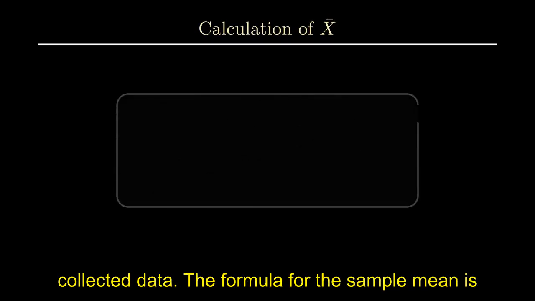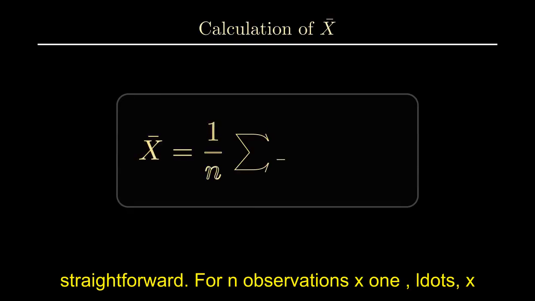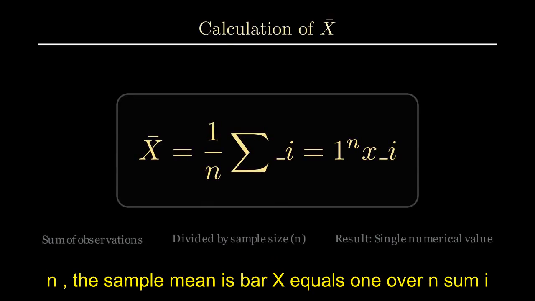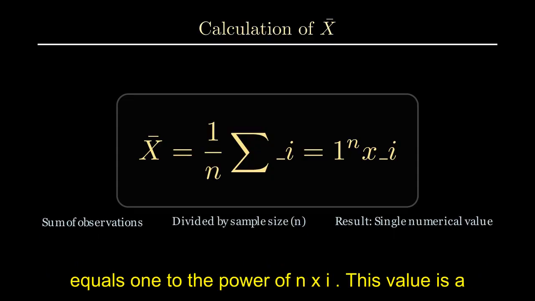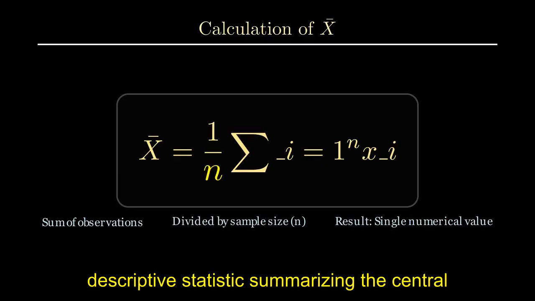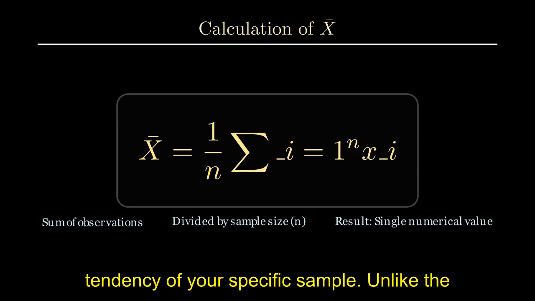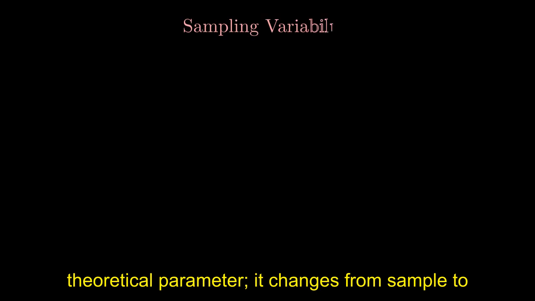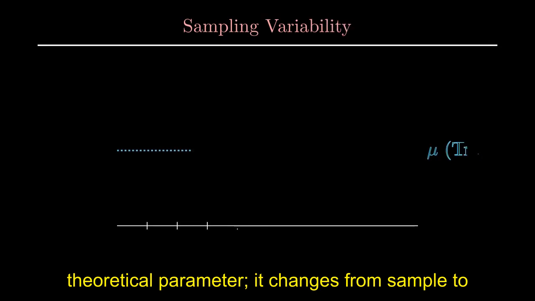The formula for the sample mean is straightforward. For n observations x_1 through x_n, the sample mean is x-bar equals 1 over n times the sum from i equals 1 to n of x_i. This value is a descriptive statistic summarizing the central tendency of your specific sample. Unlike the expected value, the sample mean is not a fixed theoretical parameter. It changes from sample to sample.